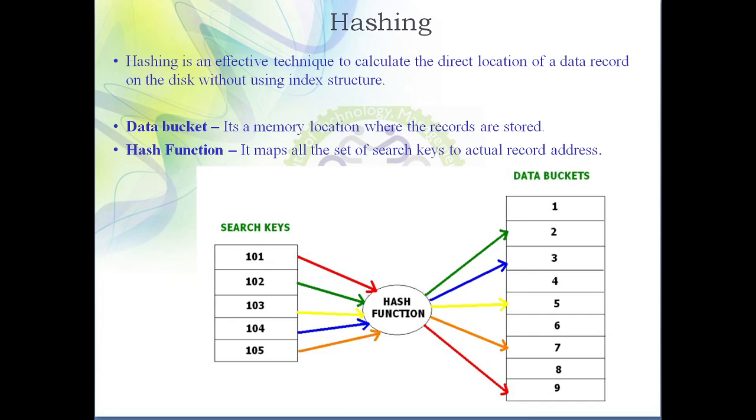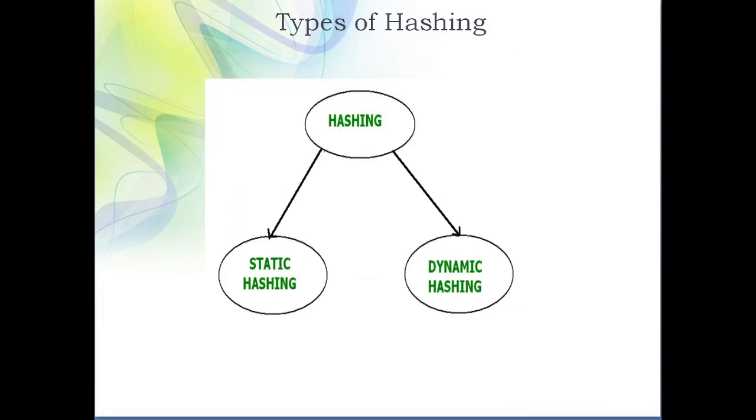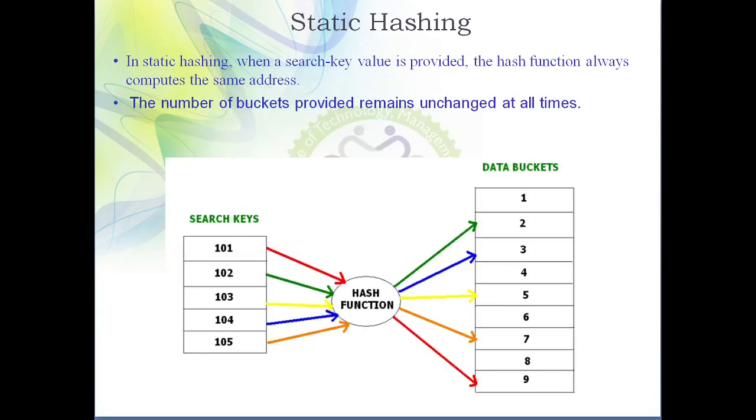Now next is types of hashing. There are two types of hashing: one is static hashing and the second one is dynamic hashing. So let's discuss static hashing. As its name suggests, static means fixed. So in hashing, what will be fixed? Your hash function is fixed and the size of your bucket is fixed. So in static hashing, when a search key value is provided, the hash function always computes the same address. I will explain what it means.